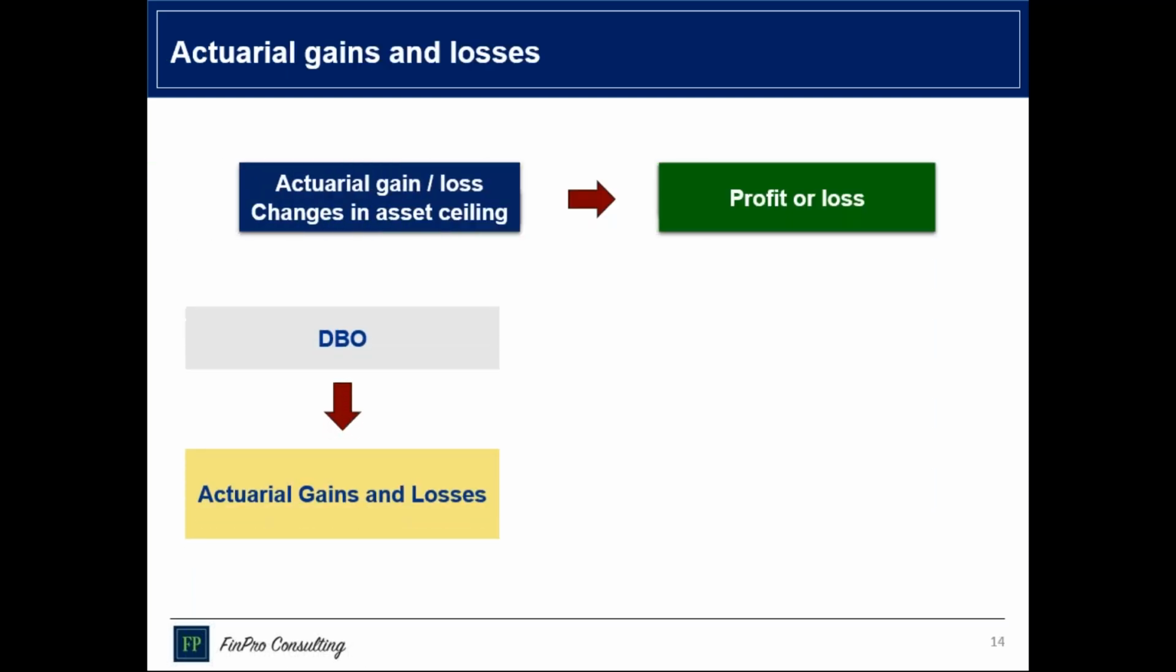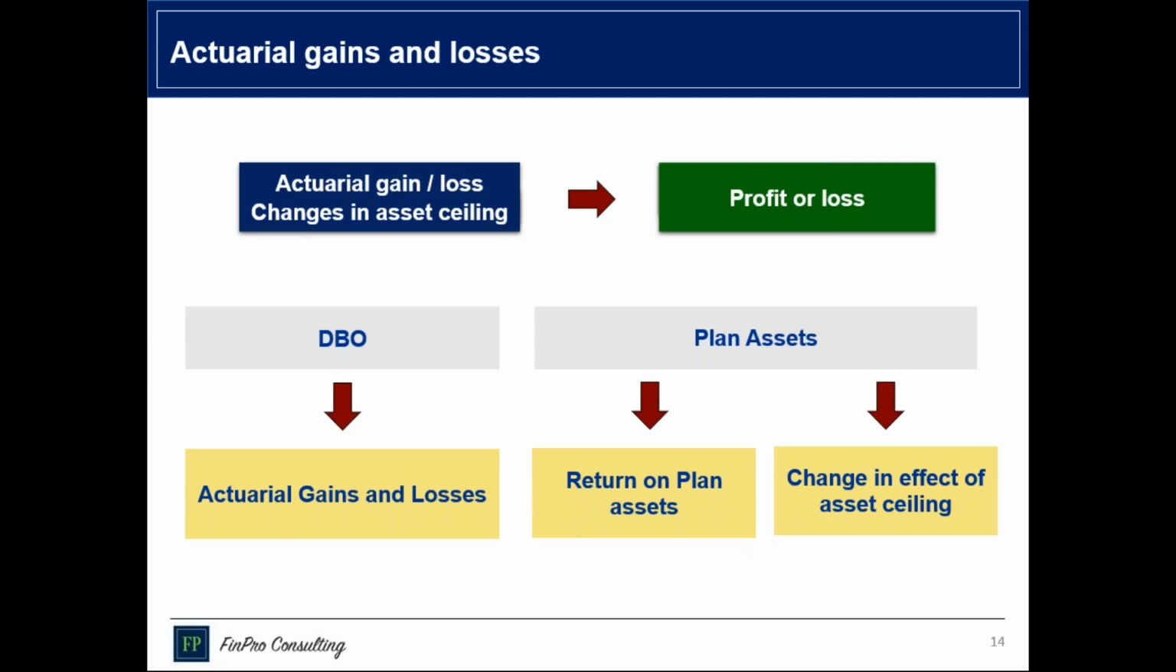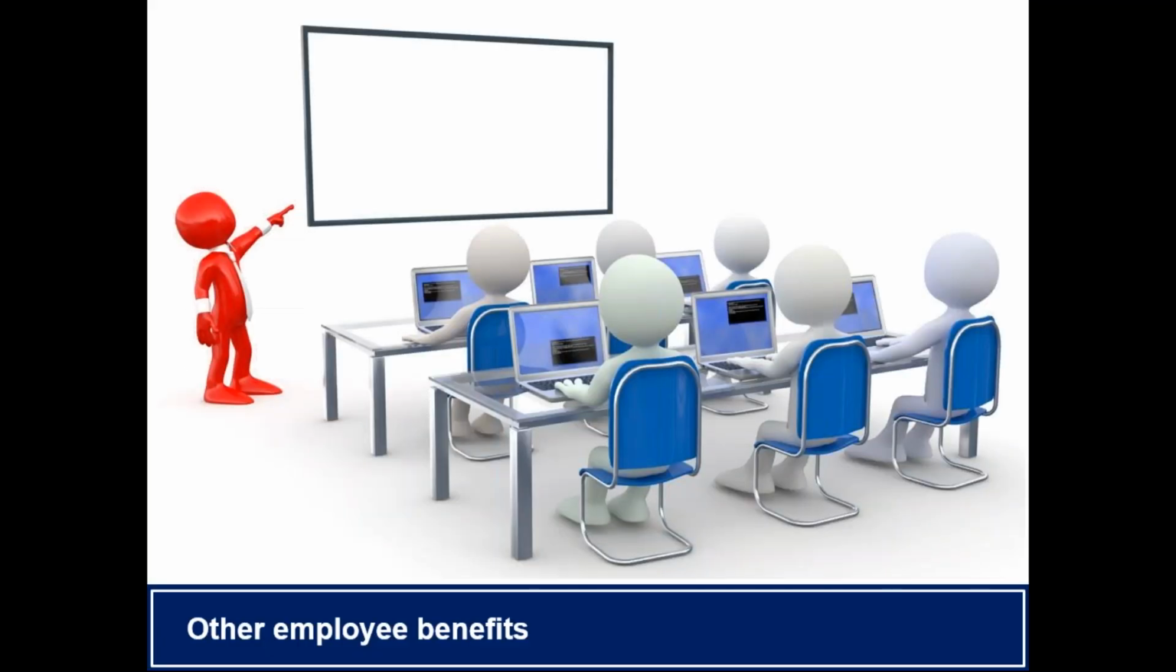So we already discussed that. What do you mean by actuarial gains and losses? It could occur because of a change in the estimates. It could be a change in estimates between the actual return and expected return, or the asset ceiling changes. So this was all about the post-employment benefit plans.